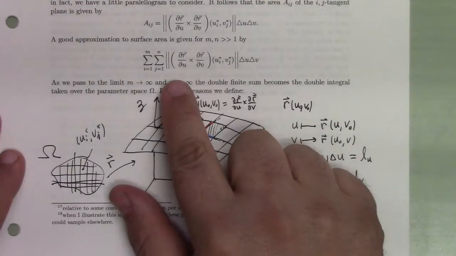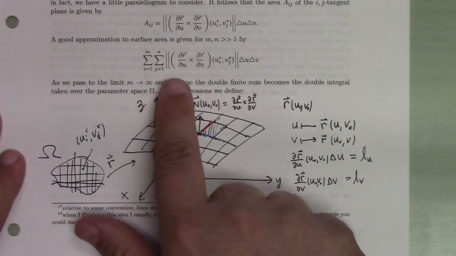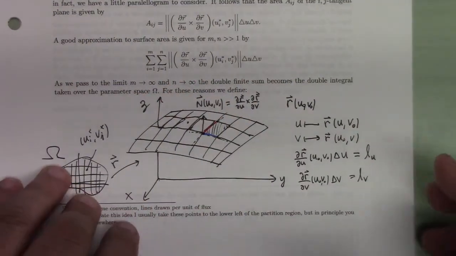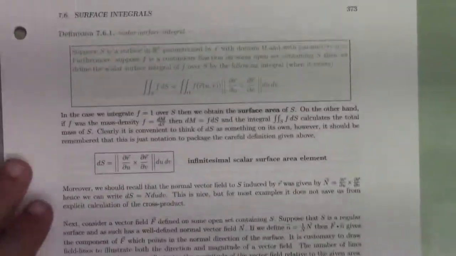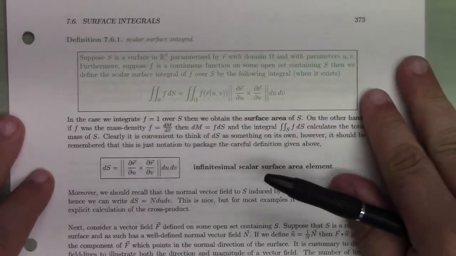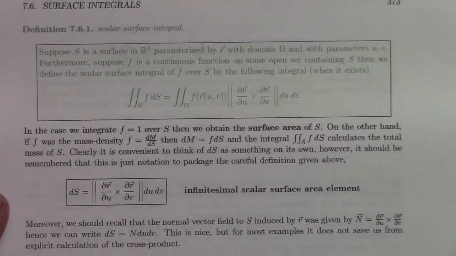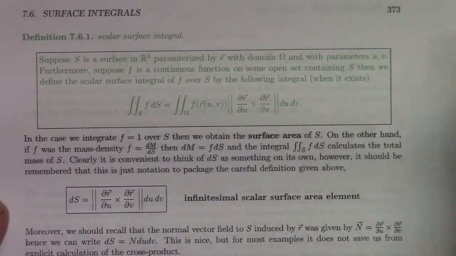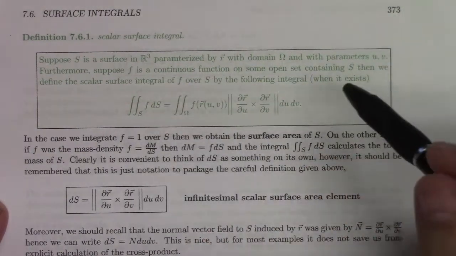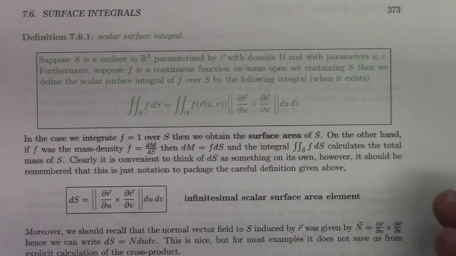And so that's my attempt at motivating this formula. This formula gives us a very good approximation to the surface area, and as we pass to the limit m and n going to infinity, we get a formula for the surface area. But of course, not being content to just say that, I've bumped it up a notch here and defined what's called the surface area integral, which integrates with respect to the surface area element. If we put f equal to 1 here, then we just get the straight surface area.